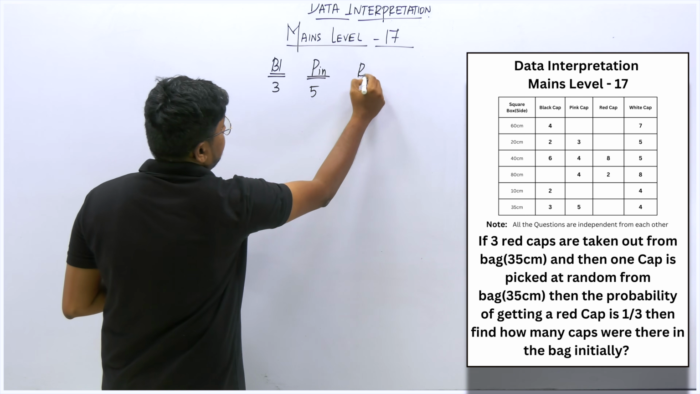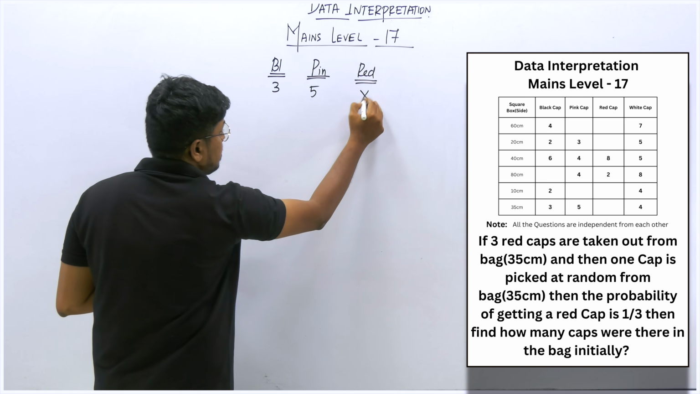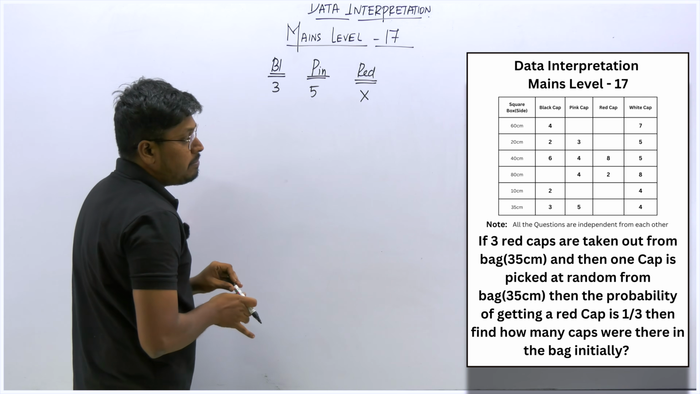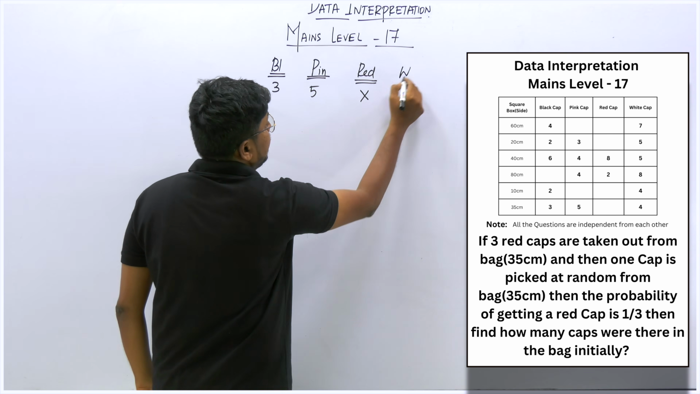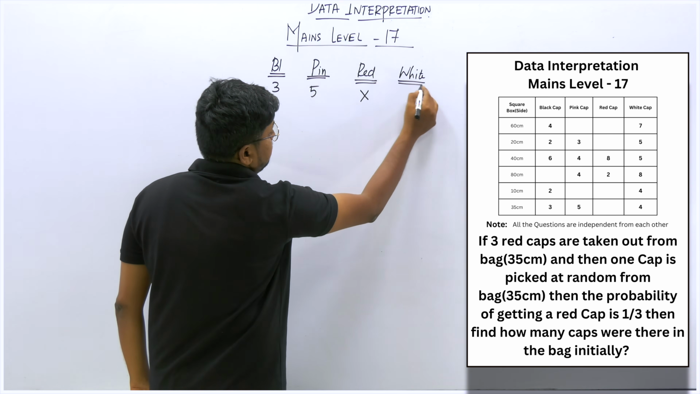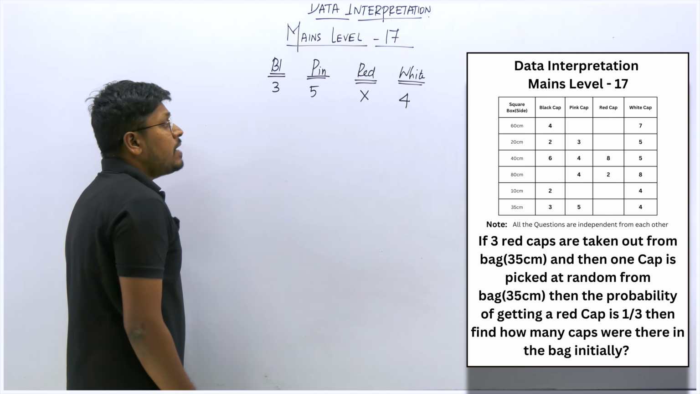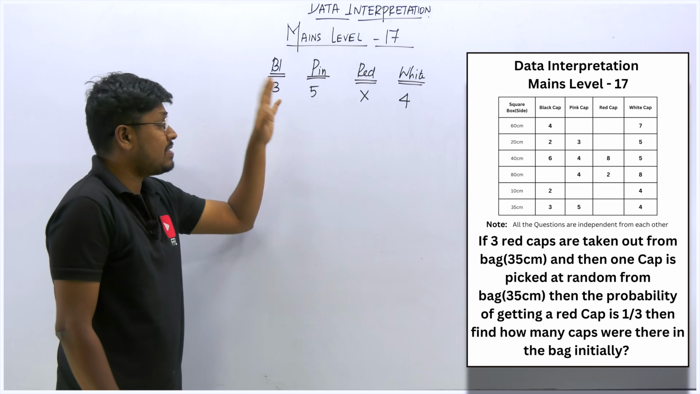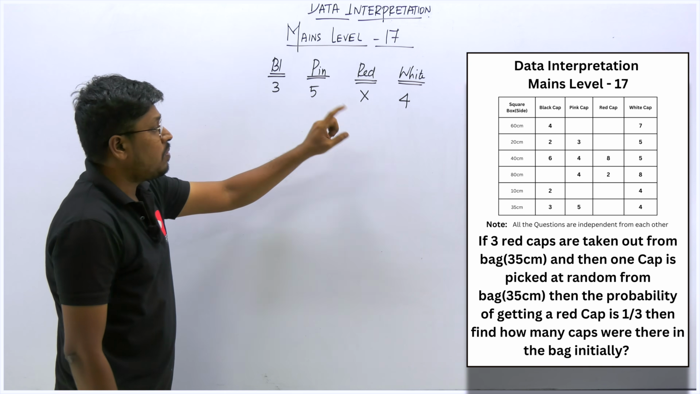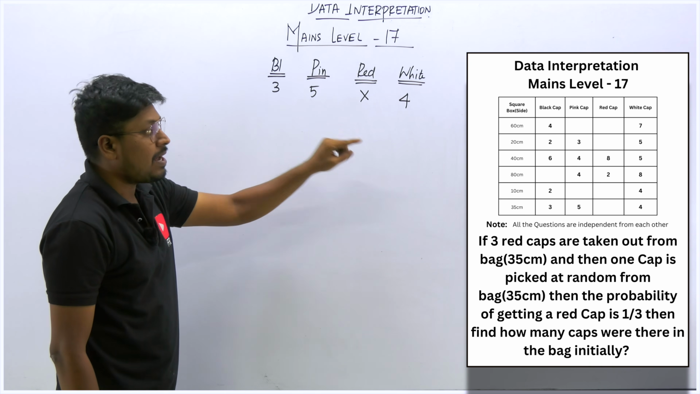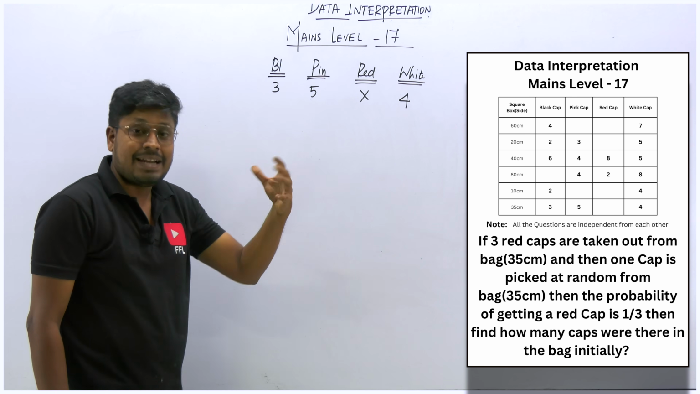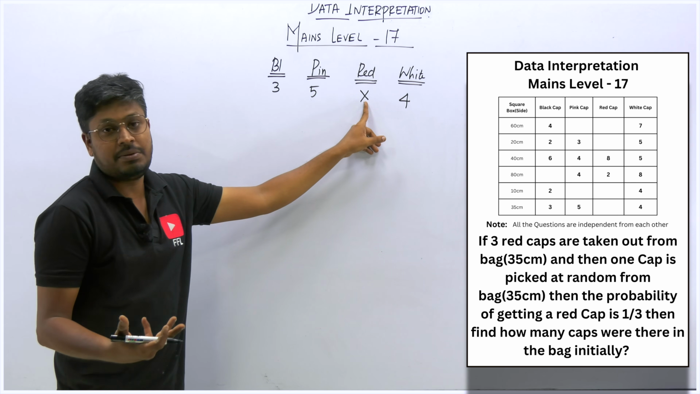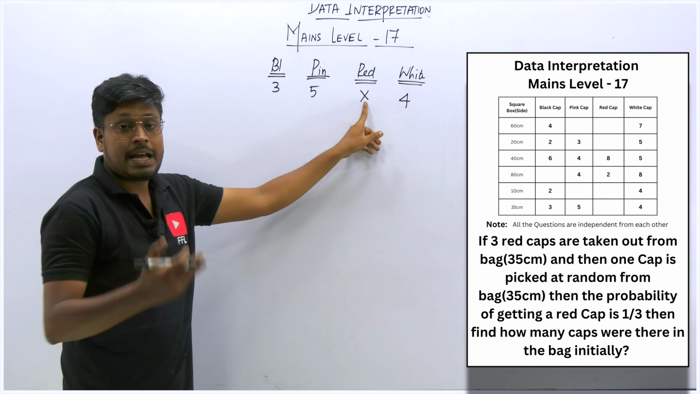5. For red color, the value is missing, so let me consider it as X or a question mark, it is your wish. And the last will be white color. White color we have 4 caps. Now according to the question, the question is completely based upon this bag which is of 35 centimeter. What they are saying is, if 3 red caps are taken out, how many red caps are here? X, because that value is unknown, missing. So now 3 red caps are taken out.